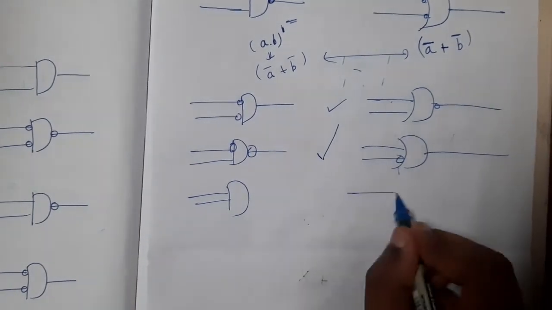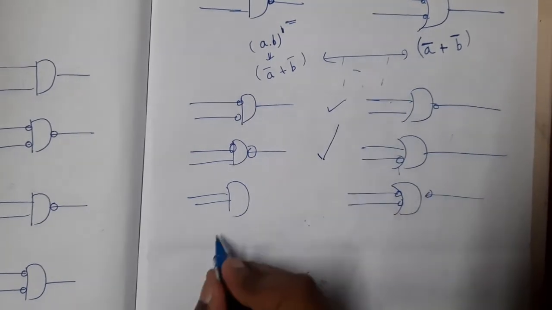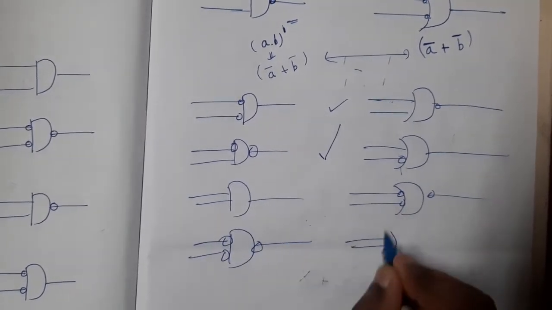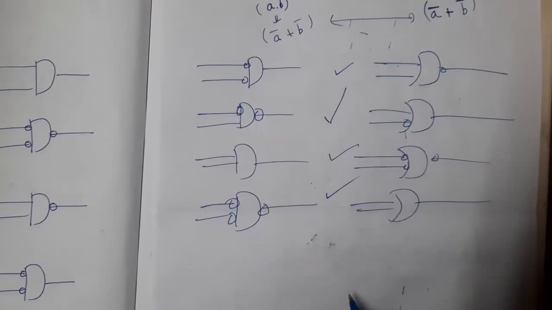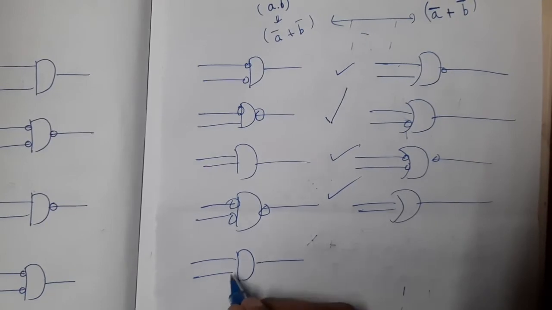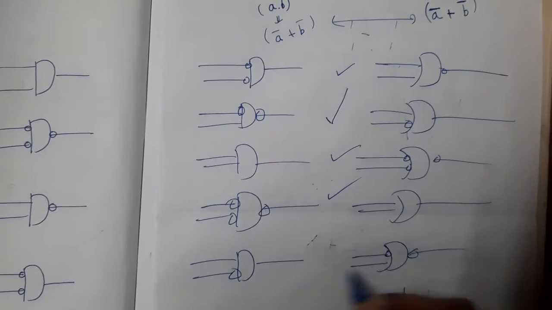Similarly, I'll not keep any bubbles here and I'll keep all bubbles there. That is also true. Opposite of that, I'll keep all bubbles here and not keep any bubble there. That is also true. So is any combination missing, guys? So this combination is missing. So this is also true.